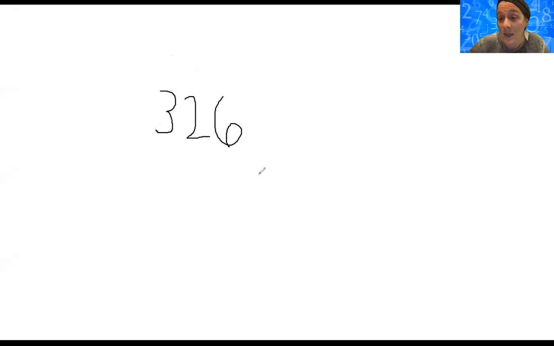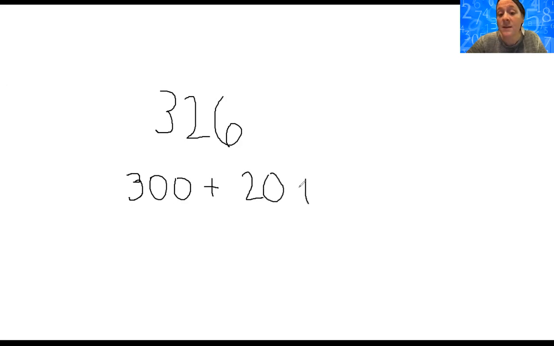Now, if I'm going to write it in expanded form, I'm going to break the number apart into its place values, what makes up that number. So I would have 300 plus 20 plus 6. Okay, that's writing it in expanded form.